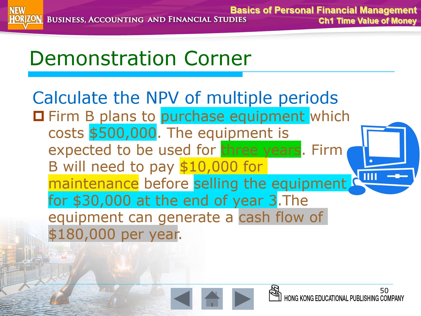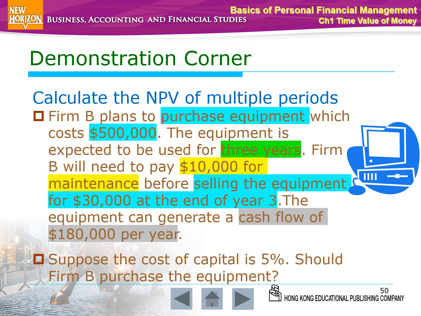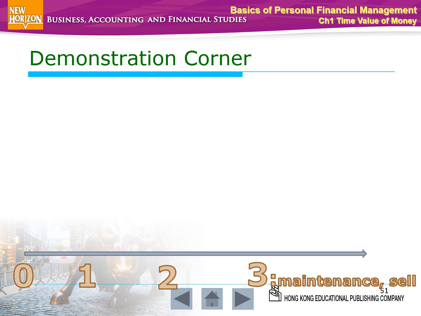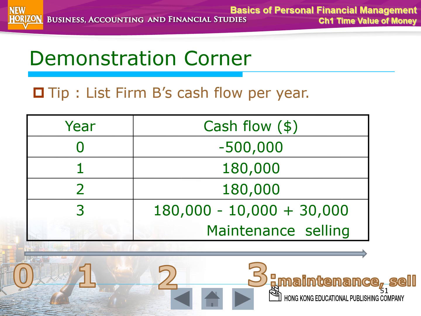The last sentence: the equipment can generate a cash flow of $180,000 per year. The cost of capital is 5%. So the investment decision is whether Firm B should purchase the equipment or not. We may use the table before.